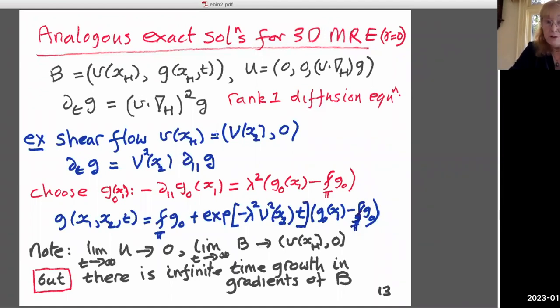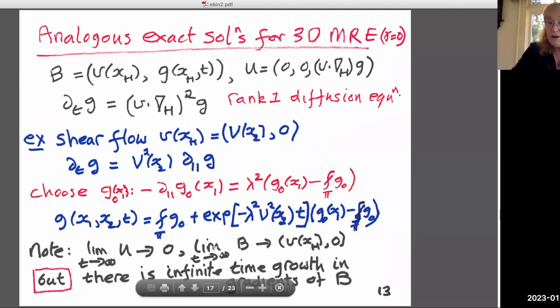So now, if we put in a particular example for our 2D horizontal flow, namely shear flow of this sort, well then our rank one diffusion equation has the following form. So here is our shear flow profile, capital V, a function of the variable x2. And if we choose G to have this rather obvious form, plugging it into this equation, we can write down the solution, G as a function of x1, x2, and t. We can write it down explicitly in the following fashion. So we see that G will go to zero as t goes to infinity, because here we have the exponential of a minus something times t.